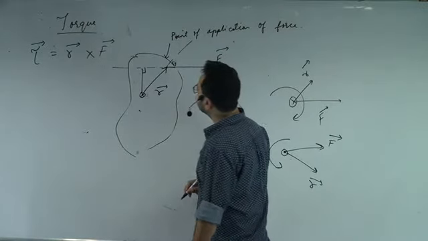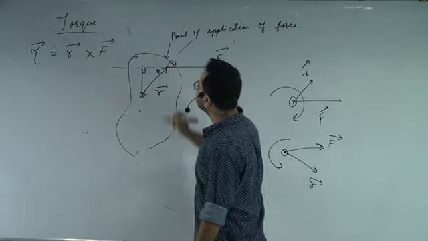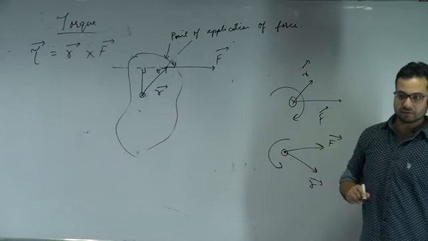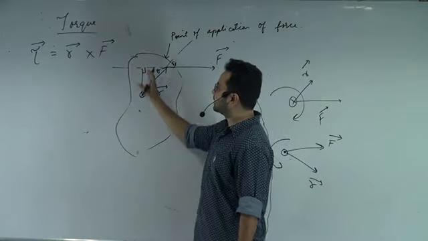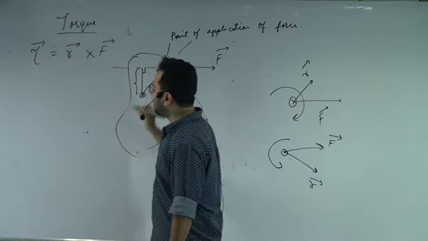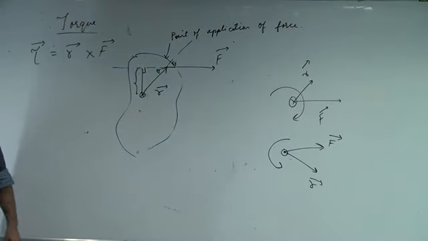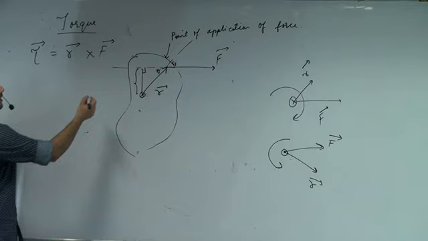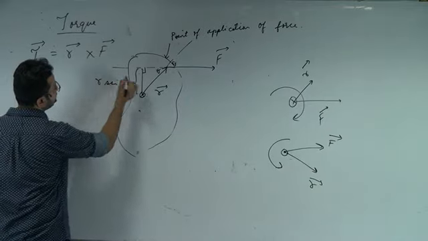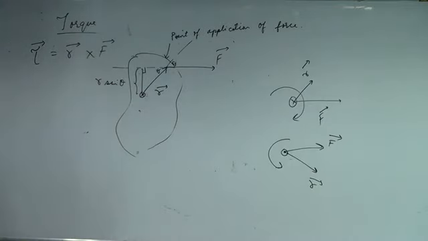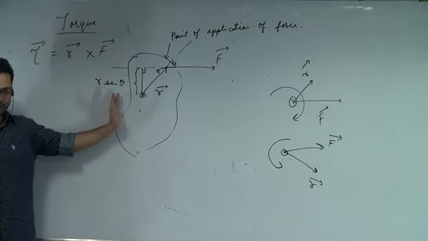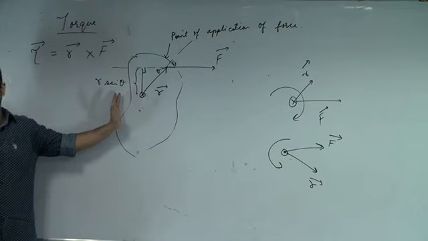Okay, so let's say this is the angle theta. What is theta? Theta is the angle between R and F. So if this is R and this is theta, this length would be how much? R sine theta. This length would be R sine theta. Now this is known as the moment arm or the lever arm, whatever you want to call it.